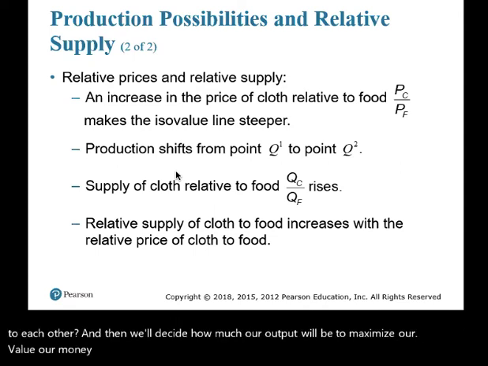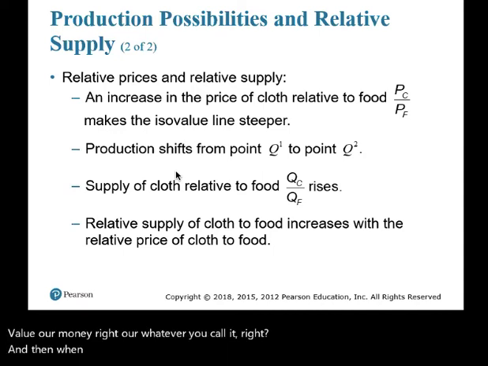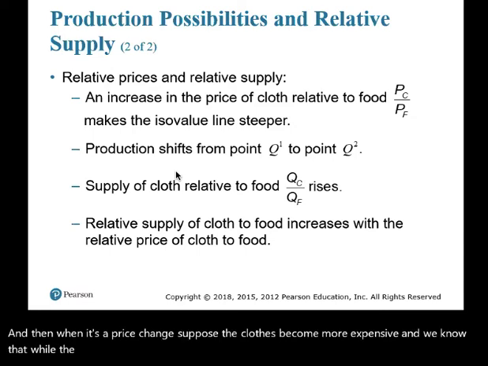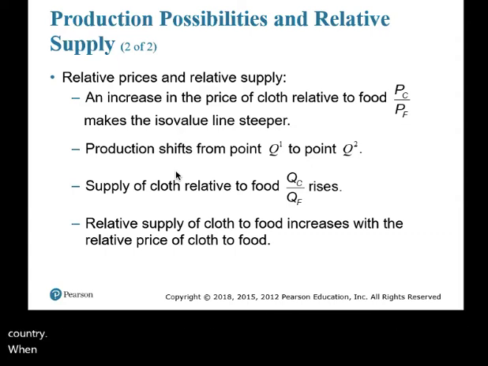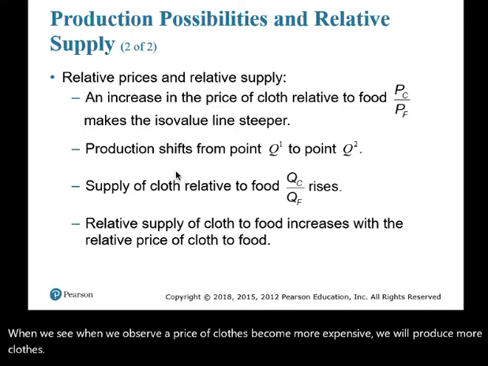And then when there's a price change, suppose the clothes become more expensive, and we know that the clothes are more expensive, we should produce more. So relatively speaking, in the country, when we observe the price of clothes become more expensive, we would produce more clothes relative to food, right?